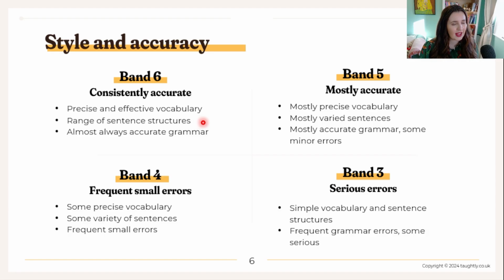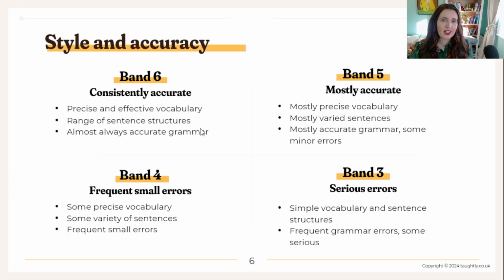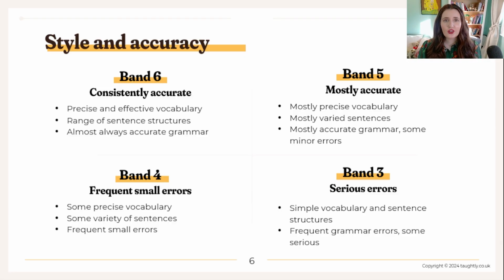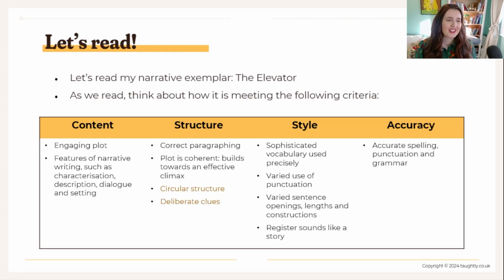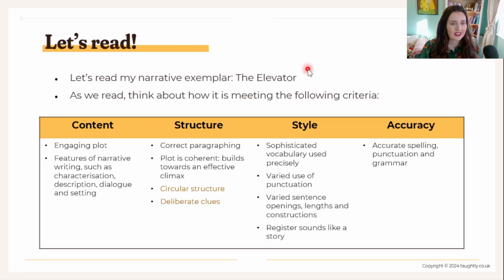For sentences, we are of course looking for a range of different sentence structures, so making sure that your sentences vary in terms of their lengths, their grammatical constructions and their openings. I do notice a lot of students often start their sentences in very similar ways, like I, or the, right? So you're trying to avoid anything that's repetitive in terms of language. And we are looking for your grammar to be almost always accurate. So we're going to have a look now at the student example, and it's called the elevator.